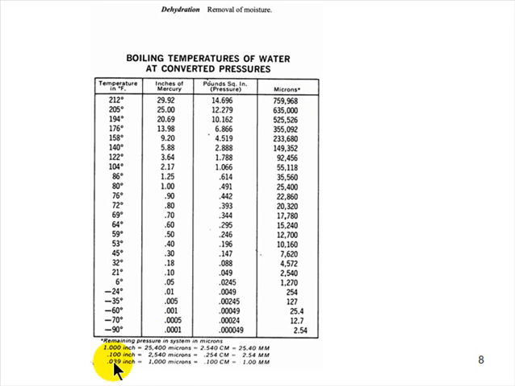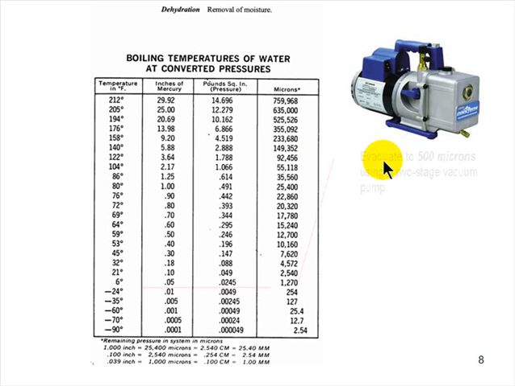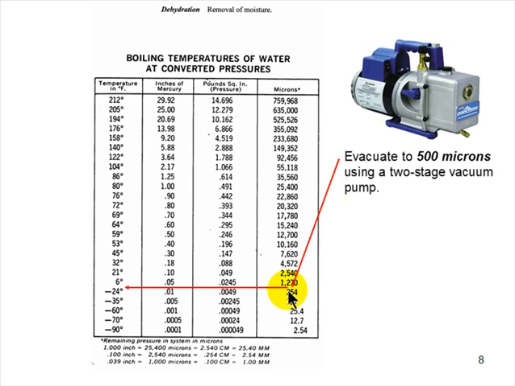And if you look down here, you'll see that 1 inch of mercury is equal to 25,400 microns. All right, so the manufacturer says we have to evacuate down to 500 microns, right here between these two numbers. At 500 microns, water will boil at minus 12 degrees Fahrenheit. You have to interpolate here, but there are other scales that show you that a little more clearly.